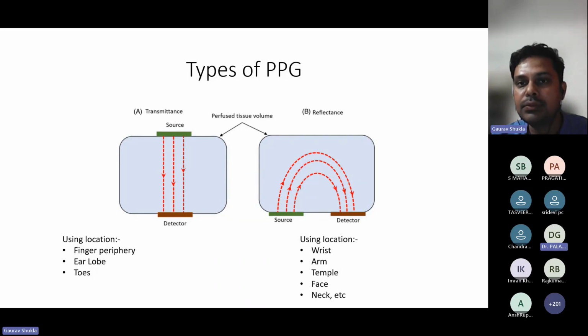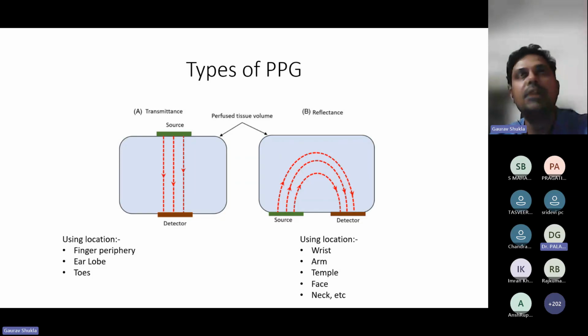If you have a wristwatch, smartwatch, smart ring, or smart eyewear, it will generally have a reflectance type of PPG. Transmittance type can also be used in various other regions like the earlobe.